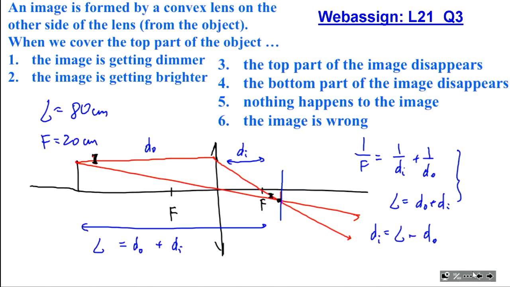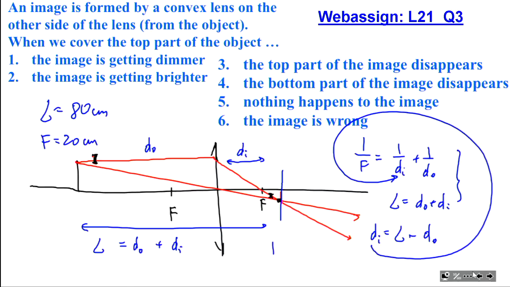This is a minus. Now we can take this expression and plug it in this equation. 1 over 20 should be equal to 1 over 80 minus object distance plus 1 over object distance. And now, when you solve it, you get a quadratic equation, which gives you 2 answers.